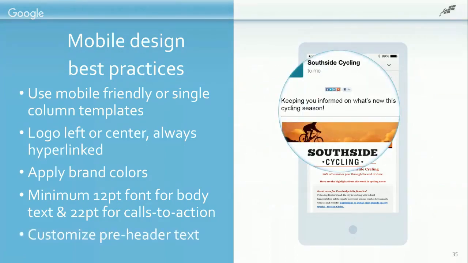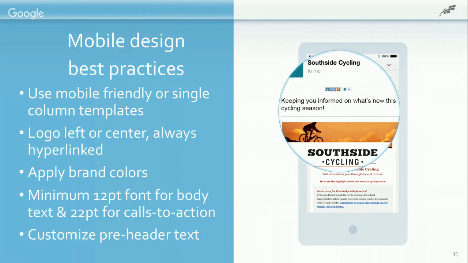So as we scroll in on these, you can see what that pre-header text is, and that's the stuff that shows up inside of your message. So keeping you informed on what's new this cycling season is very helpful.